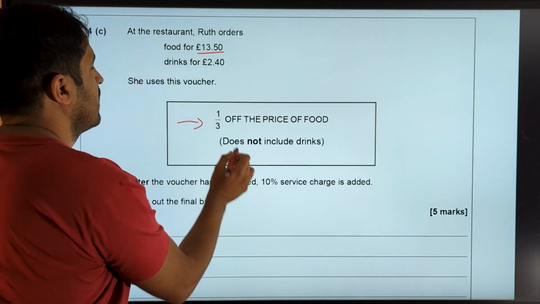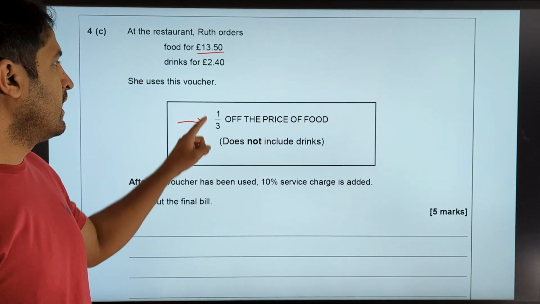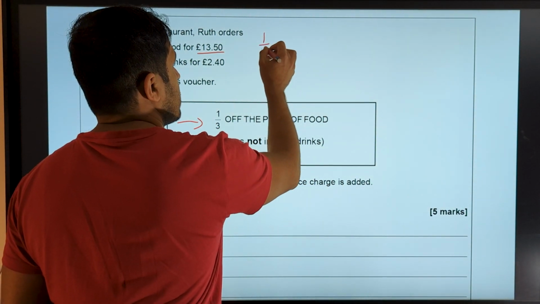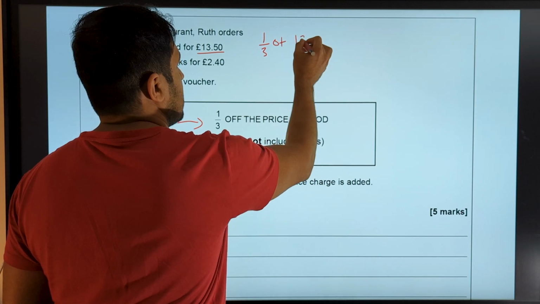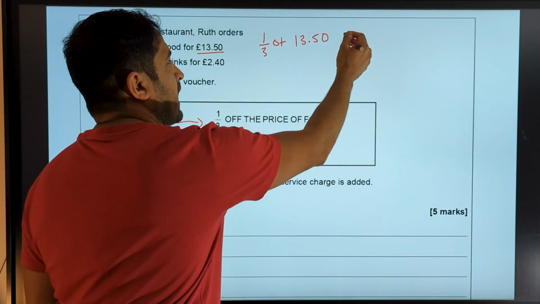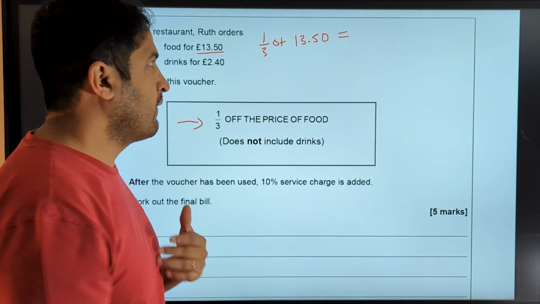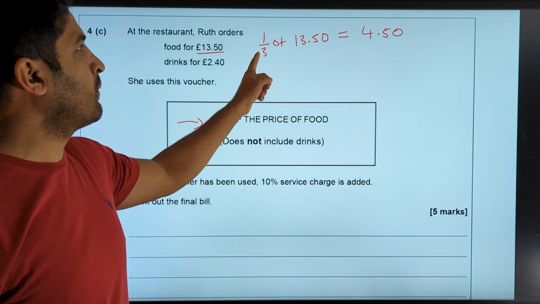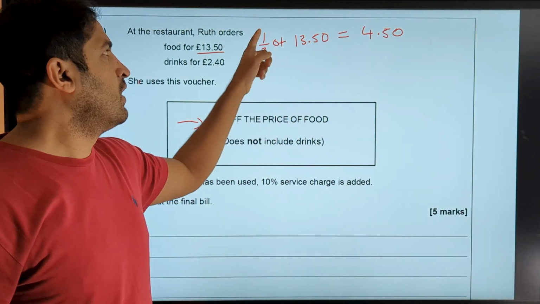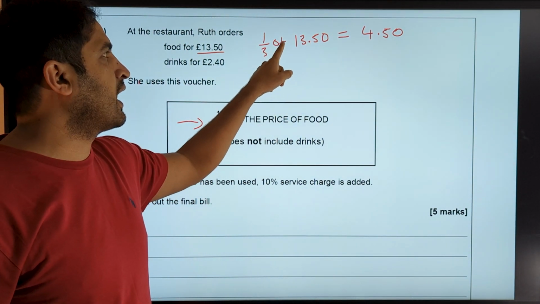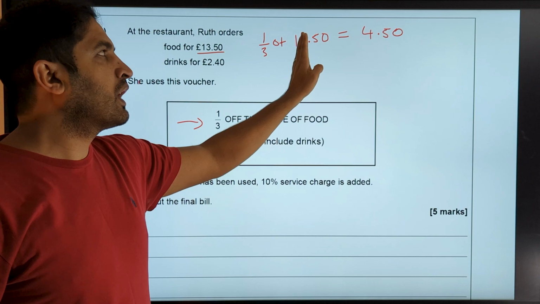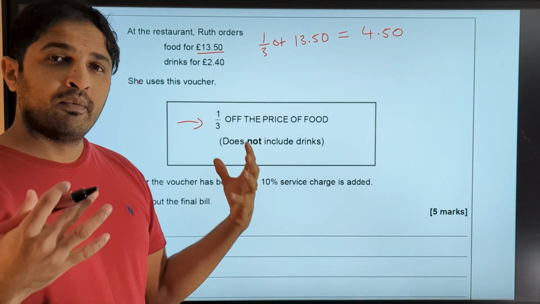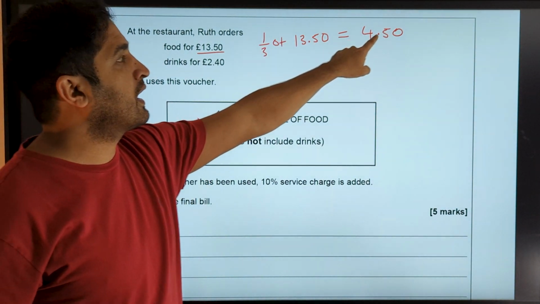Apply voucher onto that 13.50. Okay, so we want to work out 1/3 of 13.50. So write that down. 1/3 of 13.50. What would you get? Write that down. Okay, we would get £4.50. Again, you can do that in the calculator. 1/3 times 13.50, or you can do 1 divided by 3 times 13.50, or you can do 13.50 divided by 3, and that will give you 4.50. 1/3 of 13.50. So that'll get you first mark.